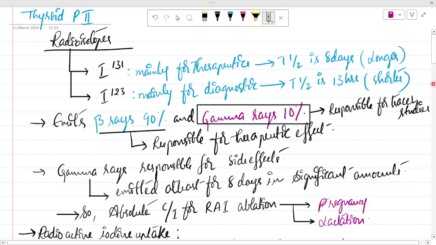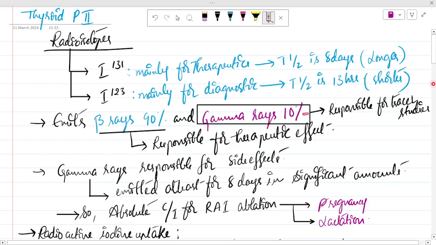Okay. Now we understood that radioisotopes do some job. How do they do their job? What is the main mechanism behind that? These radioisotopes emit two rays, beta rays and gamma rays. Beta rays are nearly 90% of the total rays emitted from the iodine isotopes, and 10% are gamma rays. This is an MCQ. Remember, this is an MCQ. So 90% of the emitted rays are beta rays, 10% are gamma rays.